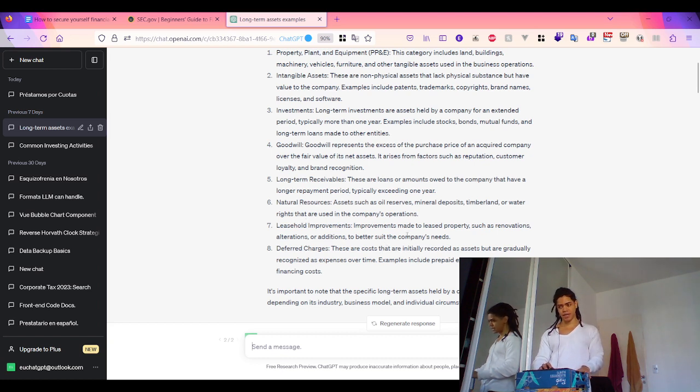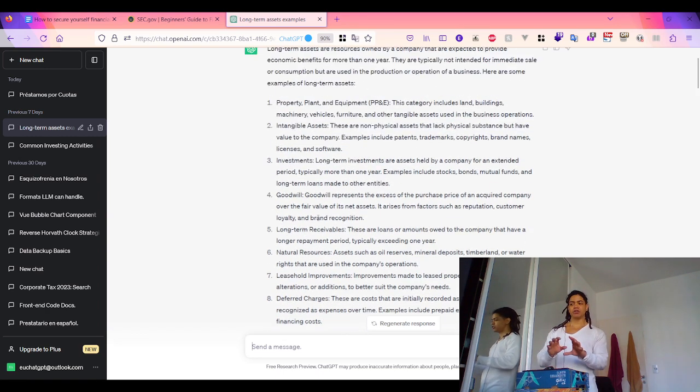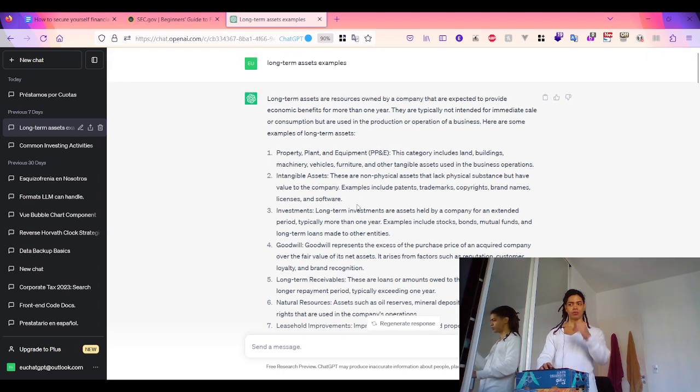Leasehold improvements are improvements made to a leased property, such as renovations, alterations, or additions, to better suit the company's needs. Deferred charges. Again, this is just broadly speaking, the most common long-term assets, right?